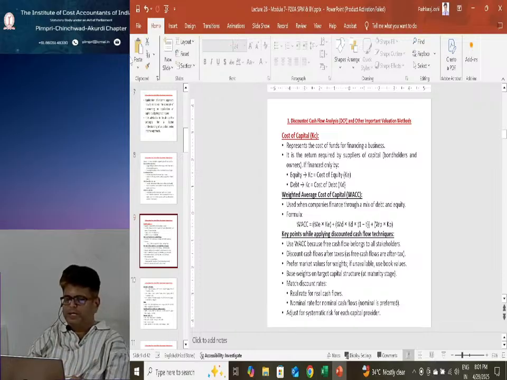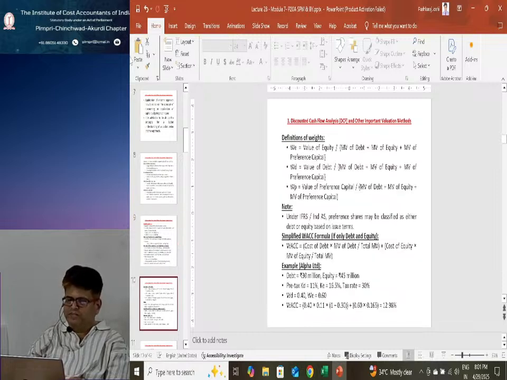Key points while applying the discounted cash flow techniques. Use WACC because free cash flow belongs to all stakeholders. Discount cash flows after tax as free cash flows are after tax. Prefer market values for weights. If unavailable, use book values. Base weights on target capital structure at maturity stage. Match the discount rates: real rate for real cash flows and nominal rate for nominal cash flows. Nominal is always preferred. Adjust for systematic risk for each capital provider.